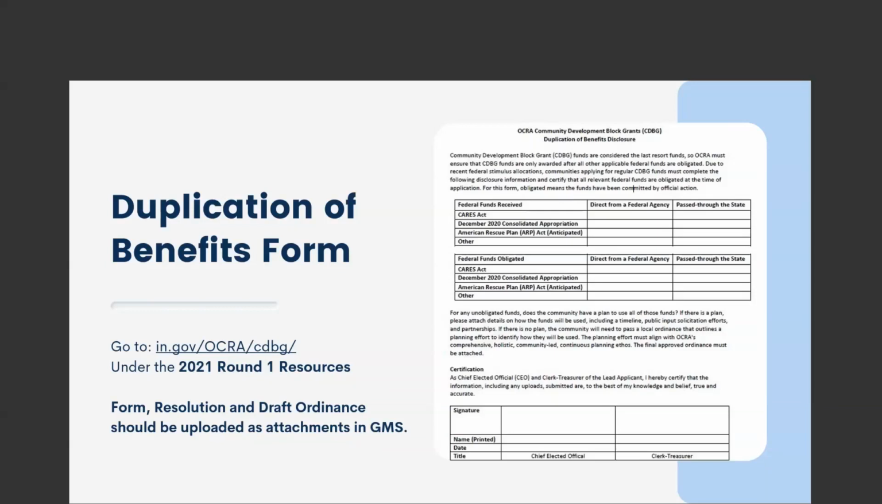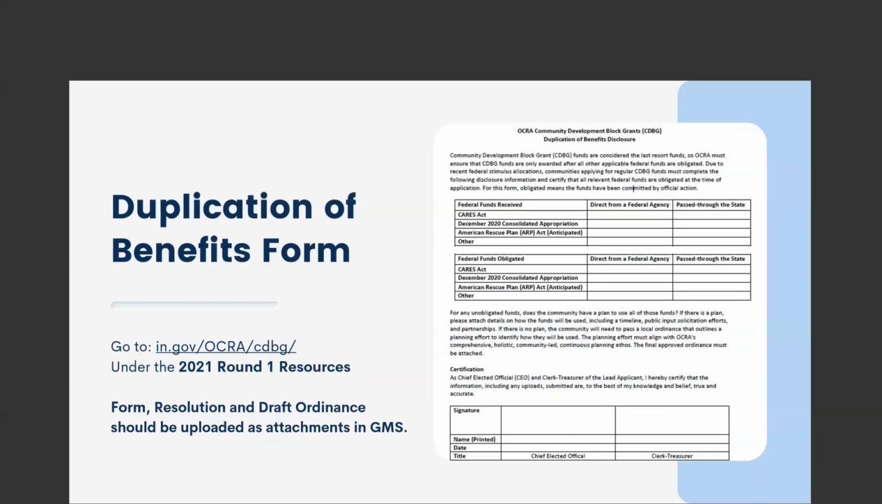Now, you would not have yet received your funds. However, because they have announced the allocations, we have to consider those as having been received by you. So you will want to put your anticipated amount down there. Additionally, we are asking that you identify whether you received any funds directly from a federal agency or passed through the state. So those that received funds through the CARES Act from IFA, you will mark that down as passed through the state.